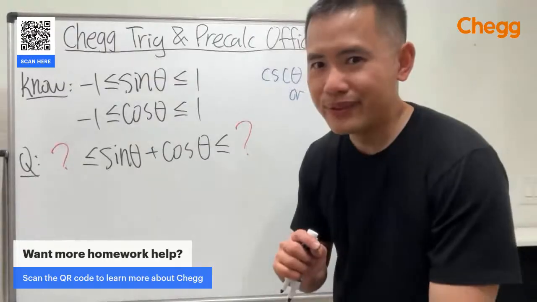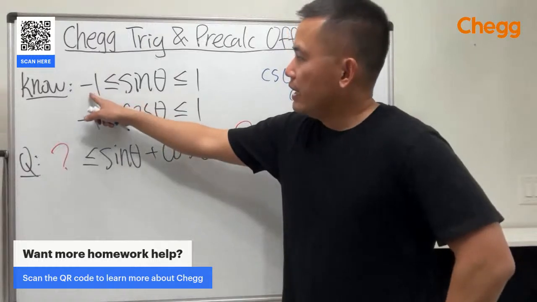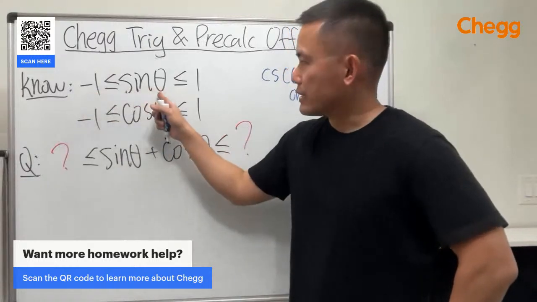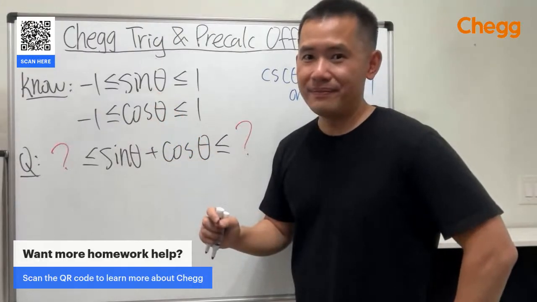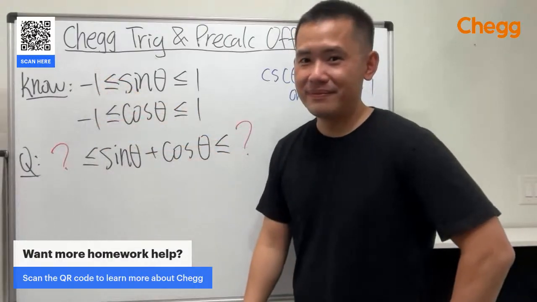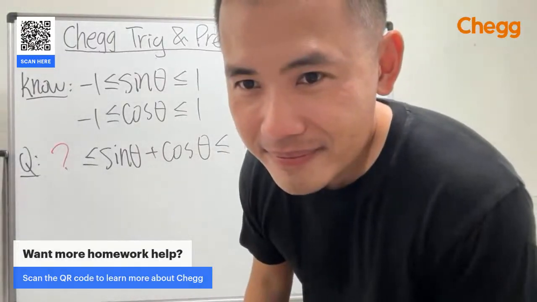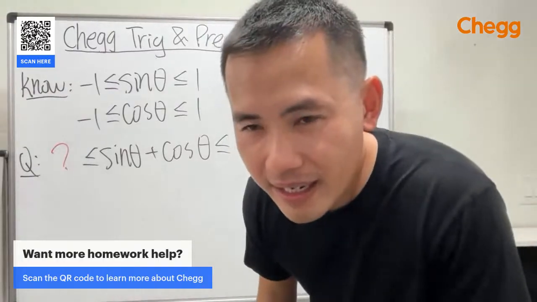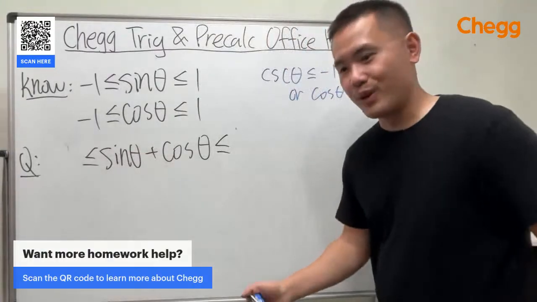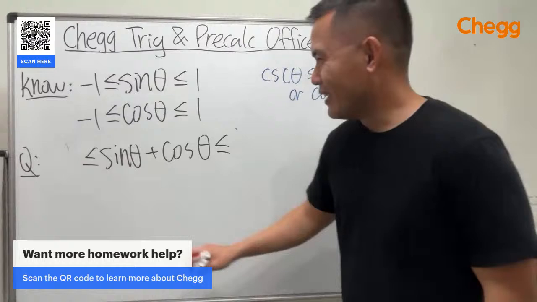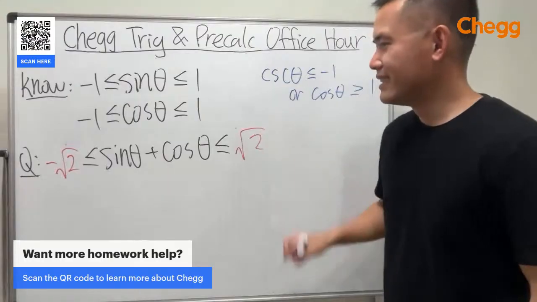It's not -2 to 2. Again, we cannot just simply add them up because the -1 for the sine does not happen at the same theta value for cosine. So we cannot just add them up. Now, that's why I said it gets tricky sometimes. Correct. It's -√2 to √2. Oh my goodness, right? It's like, how did we even end up with a square root?